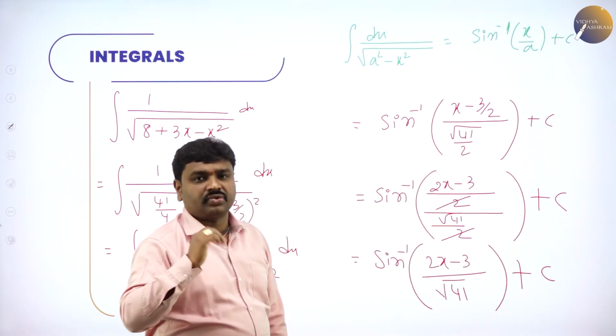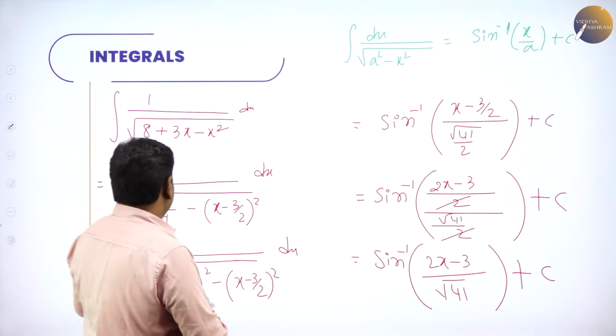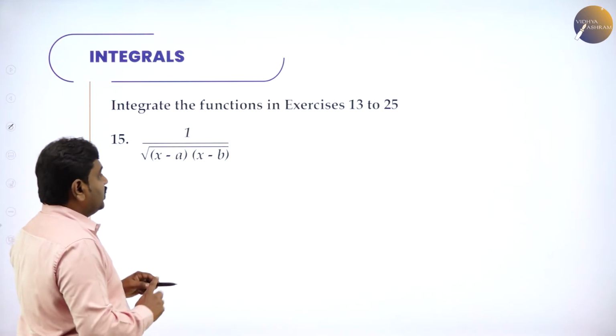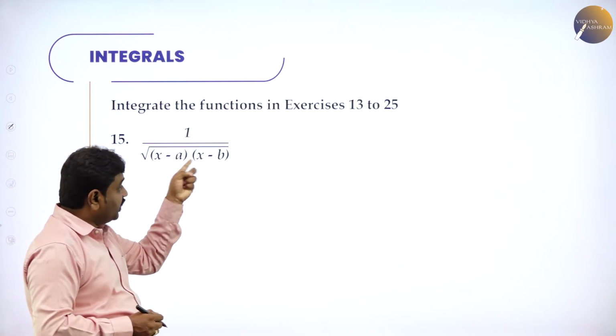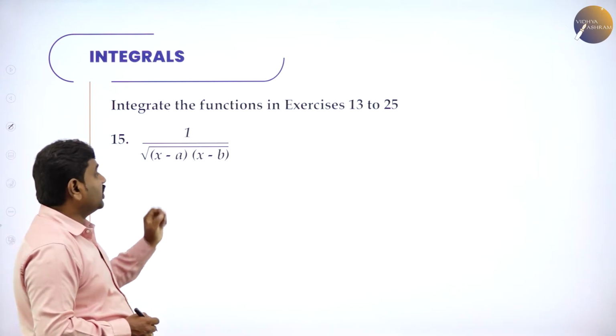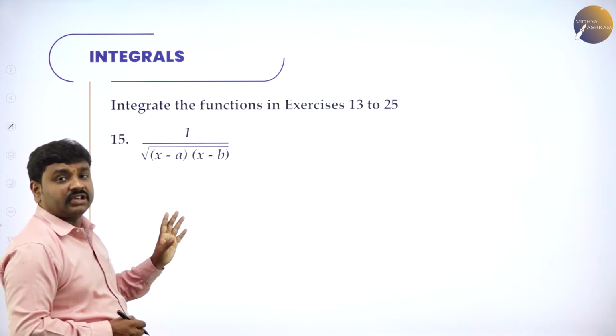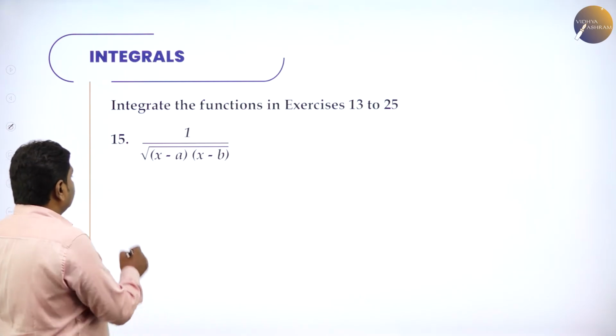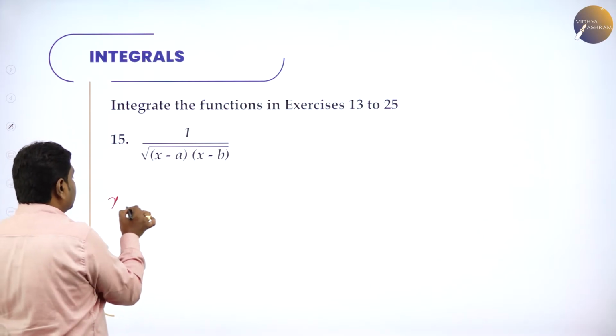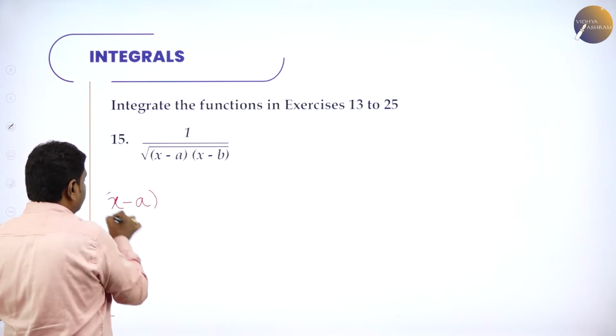Hope one of you understood this. Method of completing squares is the logic. Here they gave x minus a into x minus b. First you multiply it, make it a quadratic equation and write it in standard form. So before I integrate, I'll take x minus a into x minus b.